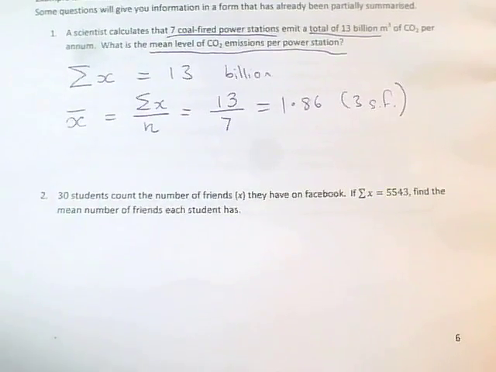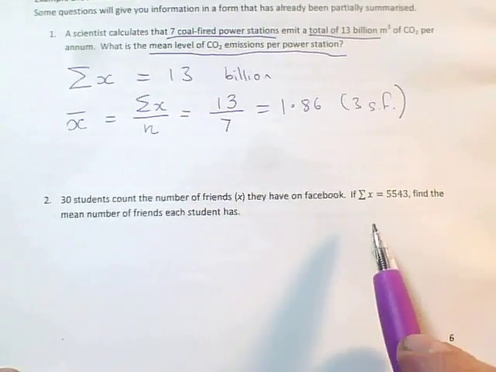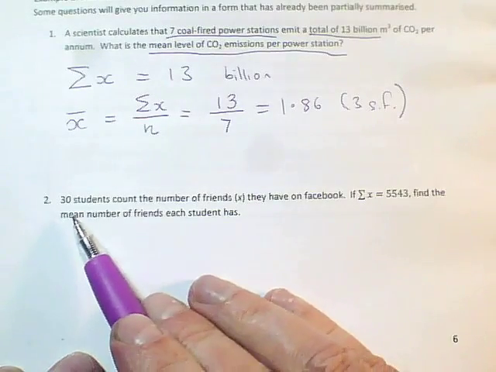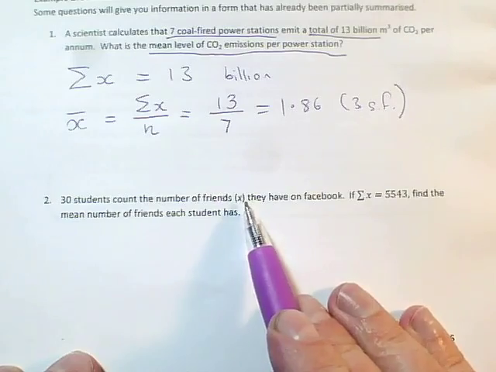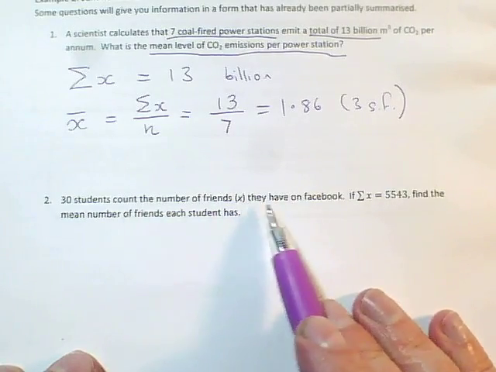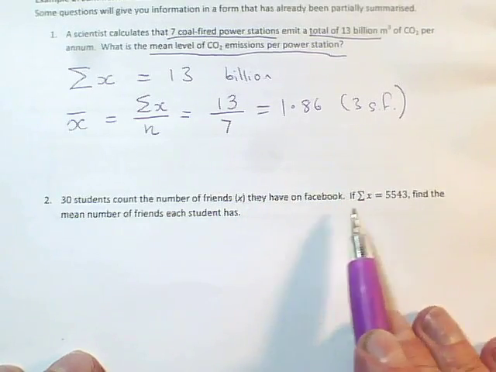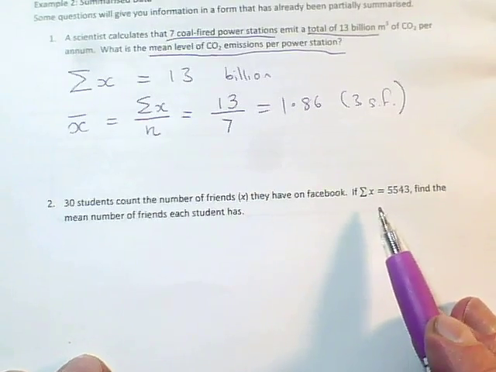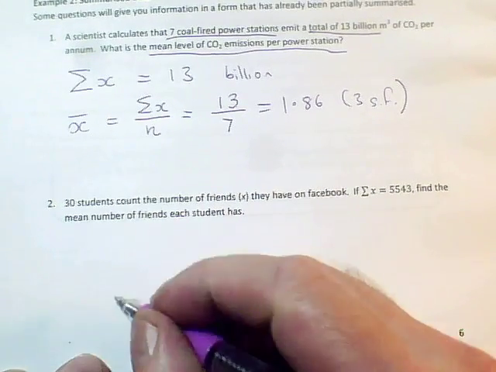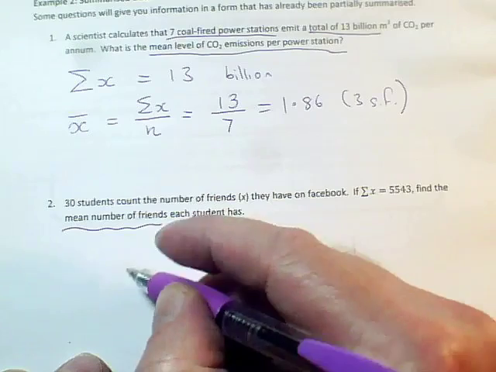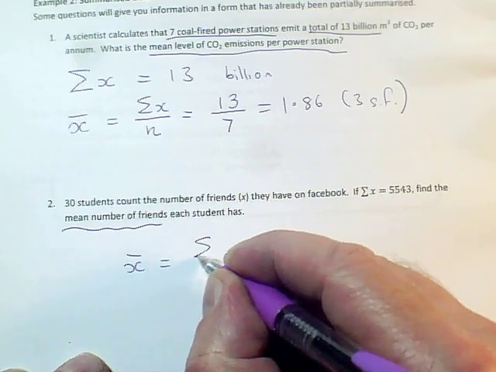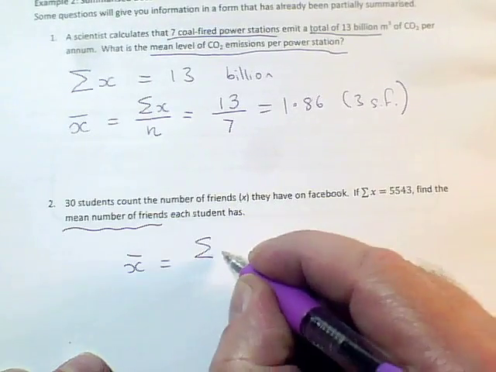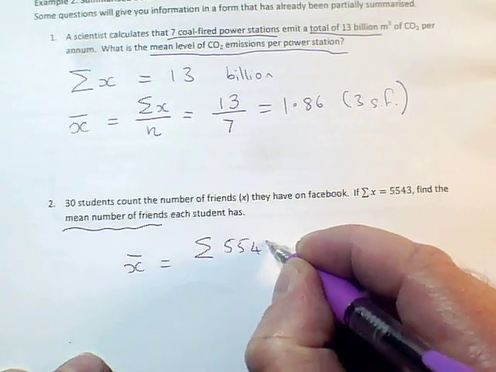Okay, and the one below is very similar. This time, it tells me a sigma x. What does that mean? Well, there are 30 students. Each has x friends on Facebook, and when they add all their numbers of friends together, the sum of those 30 numbers is 5543. And I want to work out the mean number of friends, so it's an x bar for a mean.